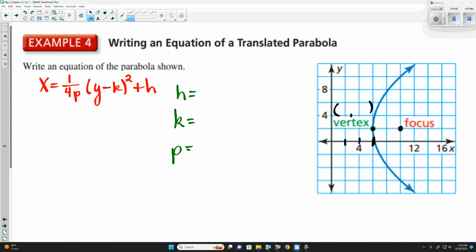So the next spot is going to be 6, because it's going by 2s, and the y value is going to be 2 because we went up 1, but it's again going by 2s. So the vertex is the point 6, 2. Now what are the coordinates for the focus?